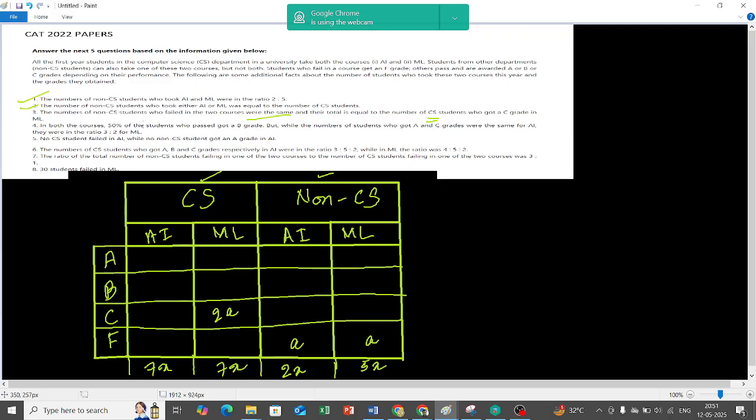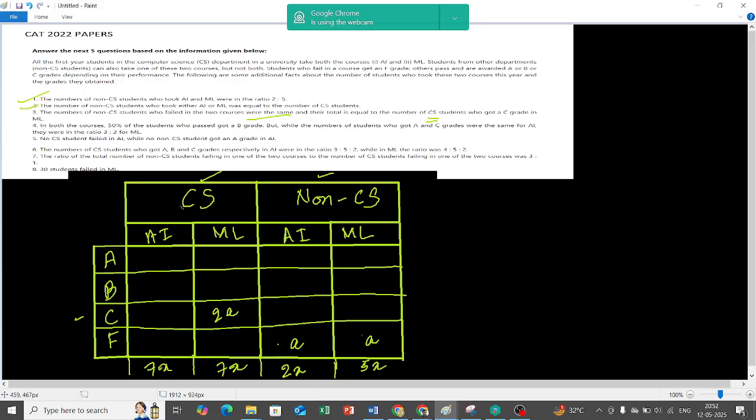The number of non-CS students who failed in the two courses were the same. So non-CS students failed in the 2 courses. Getting F is failing. But the same. So I took A and A. And their total, A plus A is 2A, is equal to the number of CS students who got a C grade in ML. Okay. So 2A.